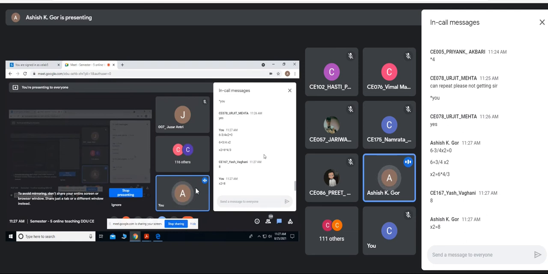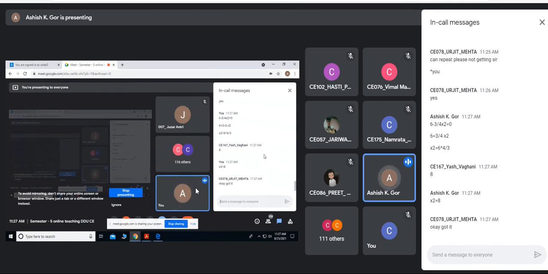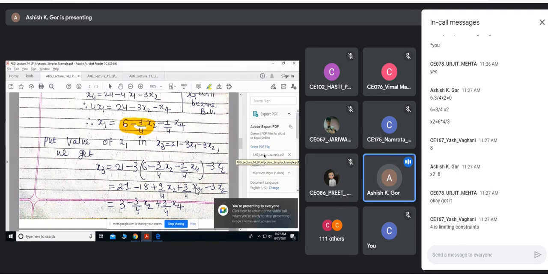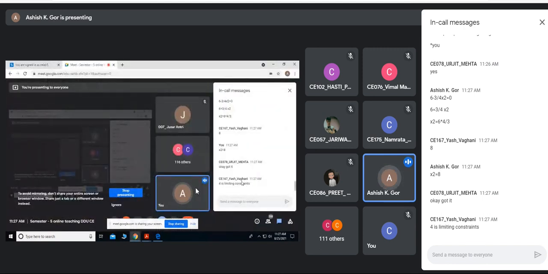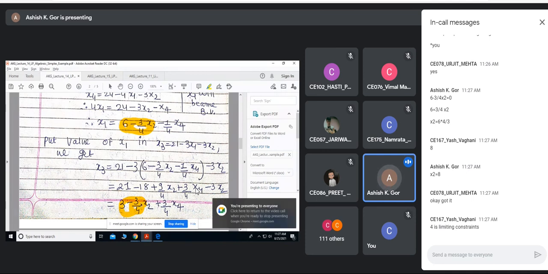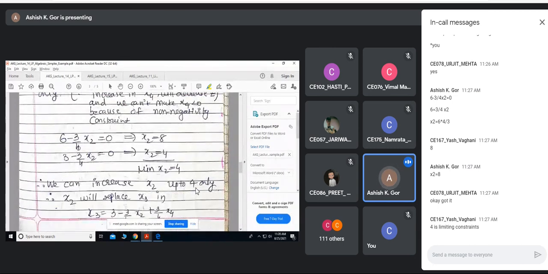But this is not a correct answer, because I have to see both the equations. And I have to choose the value of x2 such that both will be satisfied. Getting it, Urjit? Yes. Same way, this value, 3 minus 3 by 4 x2. Yes, Yash is very correct. 4 is the limiting constraint. Because 3 minus 3 by 4 x2, if you set it to 0, 3 equals 3 by 4 x2, x2 will be 4. So x2 is 8 here, x2 is 4 here, but I want to satisfy both the constraints, so you can take maximum 4. Okay, Yash is very correct.